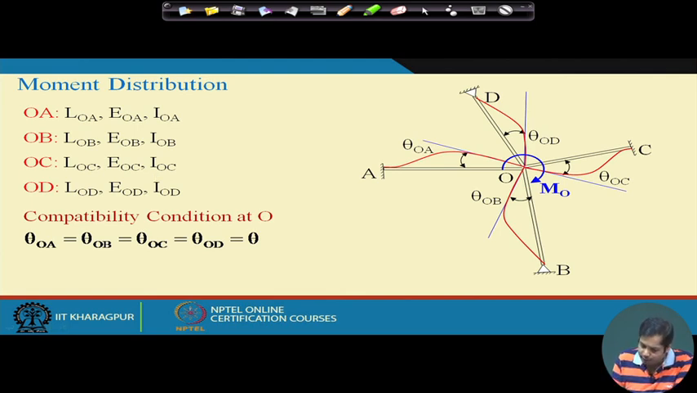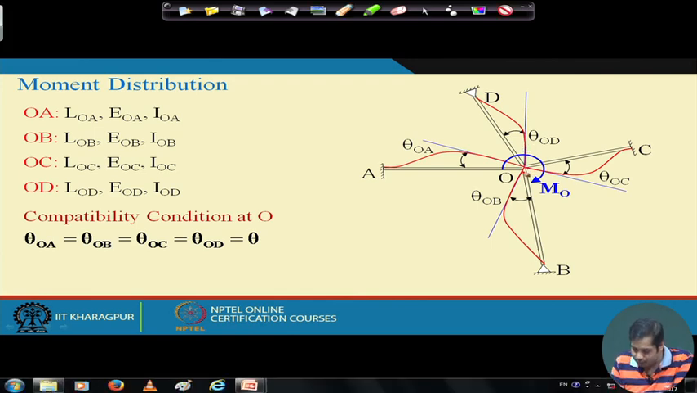Now, since it is a rigid frame, what is the compatibility condition at O? The compatibility condition at O says that the rotation in all the members at this joint should be the same. So, this theta OA, theta OB, theta OC and theta OD, they all should be the same, and suppose the value of this rotation is theta. Okay. That is the compatibility condition.